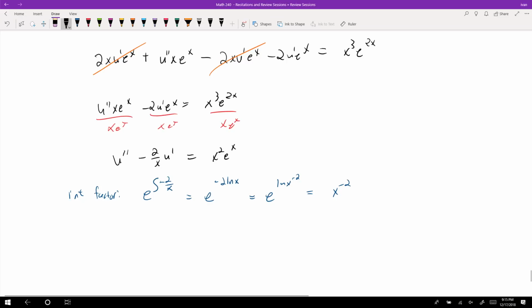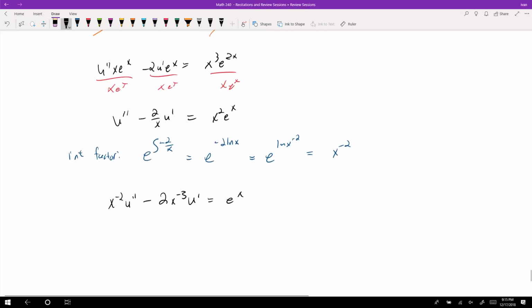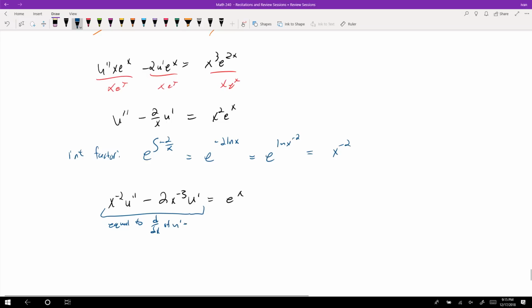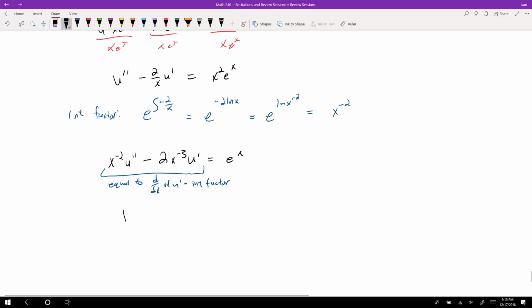So what do you do now? You multiply the entire thing through by the integration factor. I'm going to do that. You could use the shortcut. So if you multiply the entire thing through, you get this 2x to the negative 3 is equal to e to the x. And then this side is equal to d dx of u prime times int factor. That's always the case. The left-hand side, after you multiply through by the integration factor, is equal to the derivative of u prime times the int factor. So this is d dx of u prime times the int factor, which is x to the negative 2. And so that's equal to e to the x.